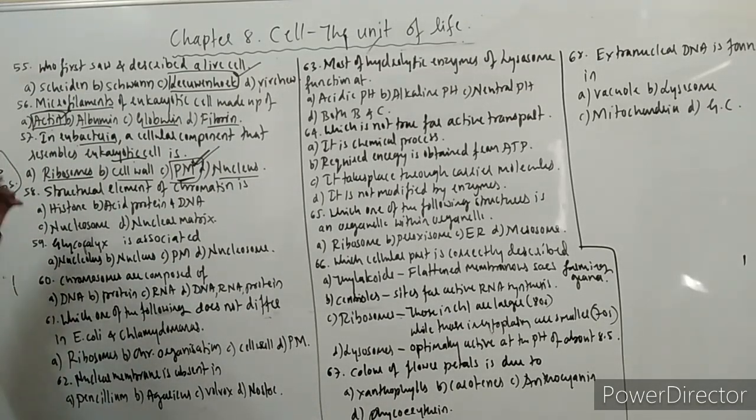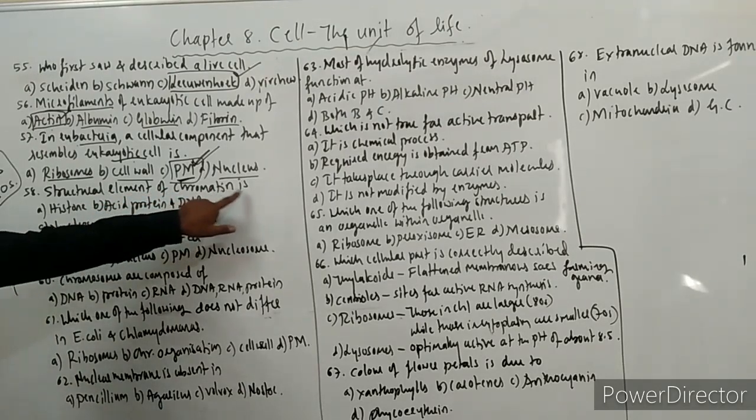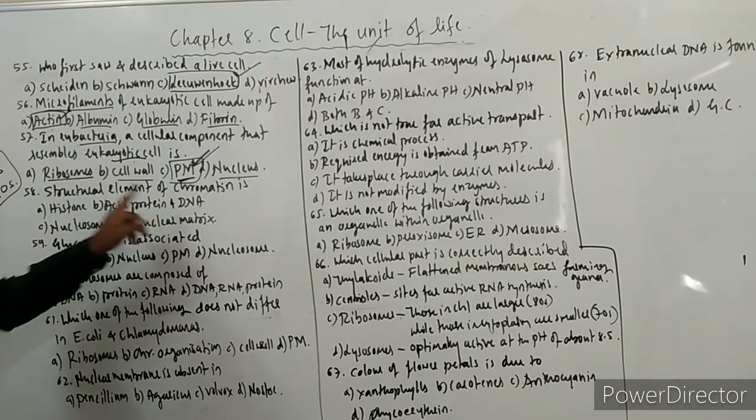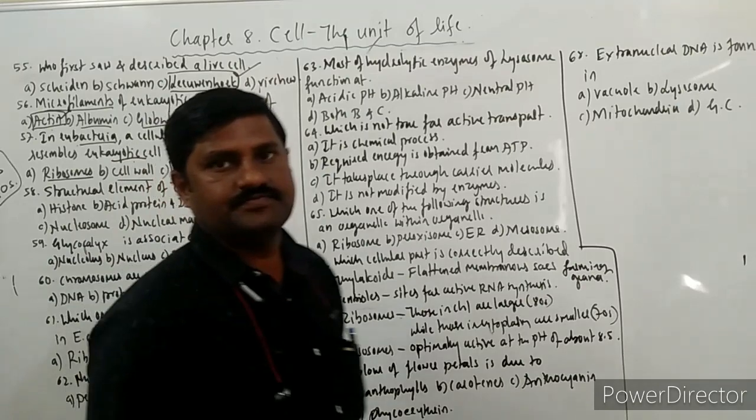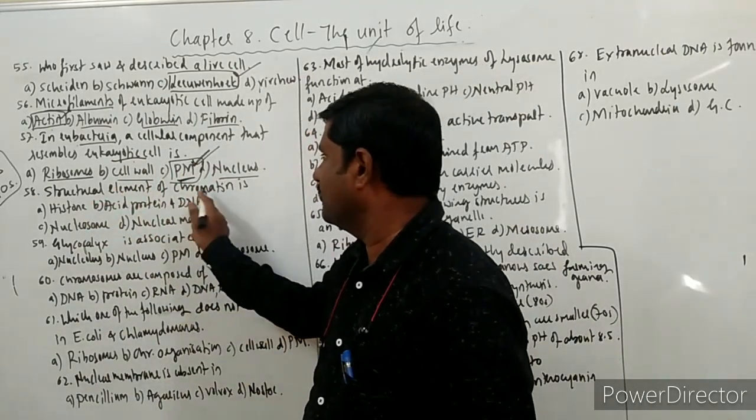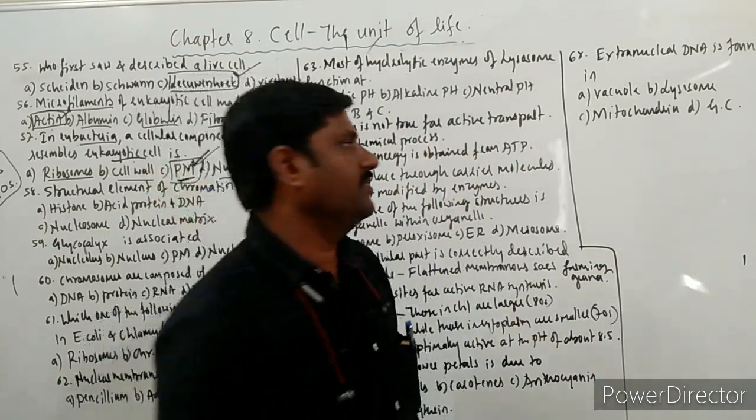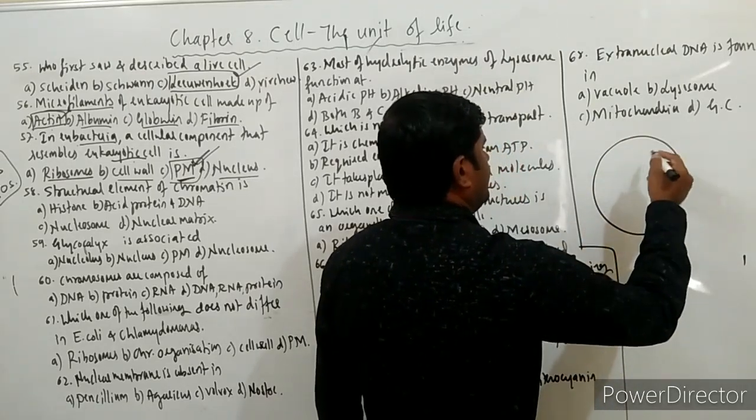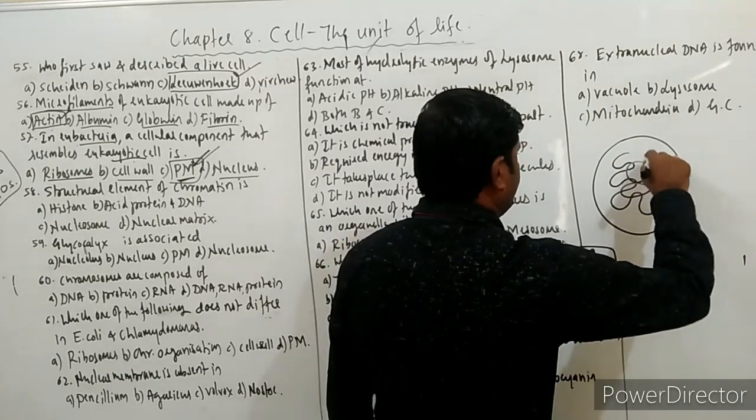Next question: the structural element of chromatin is histone proteins, acid protein and DNA, nucleosome, as well as nuclear matrix. See here, what is the question? Structural element of chromatin is. So what makes the structure of chromatin material? Already I have told you, this is the nucleus. Inside the nucleus, what is present? The chromatin material is present over here.